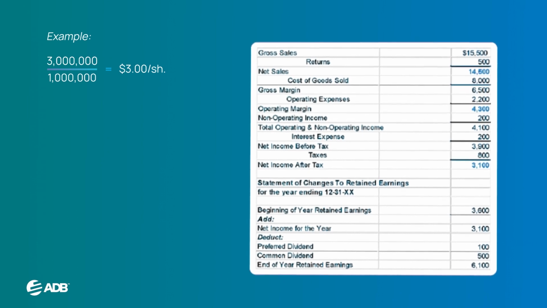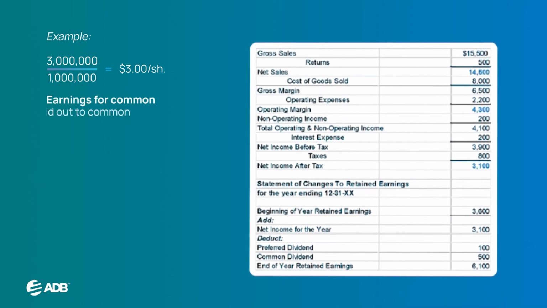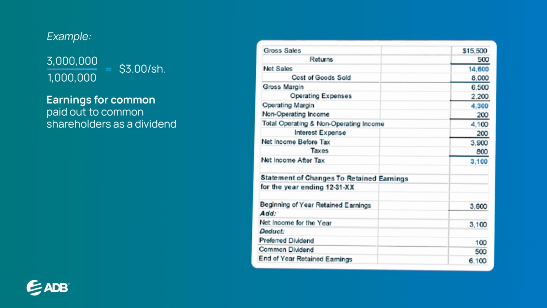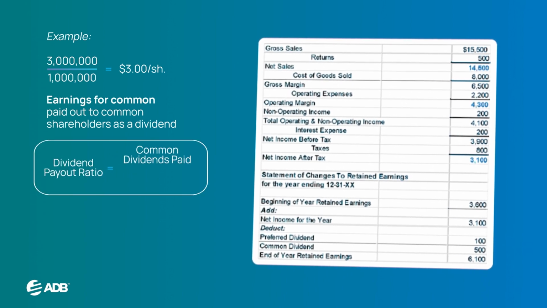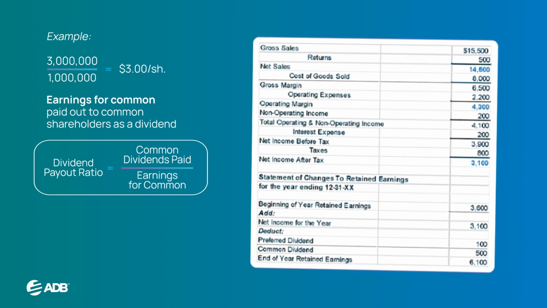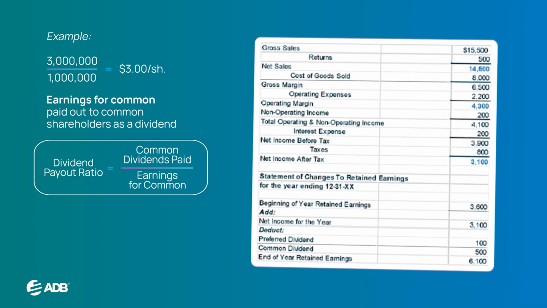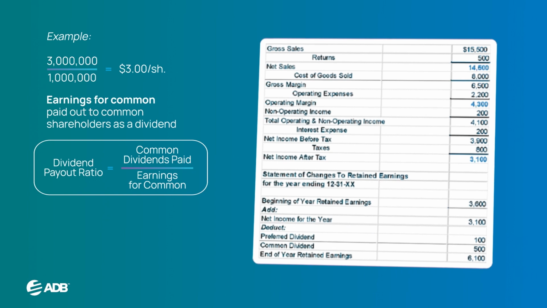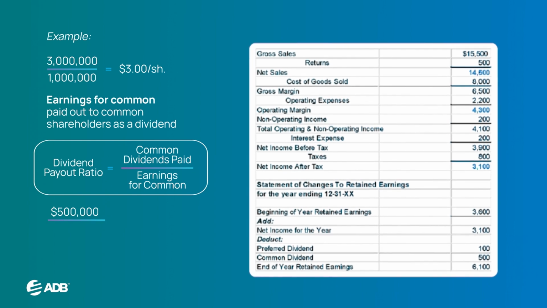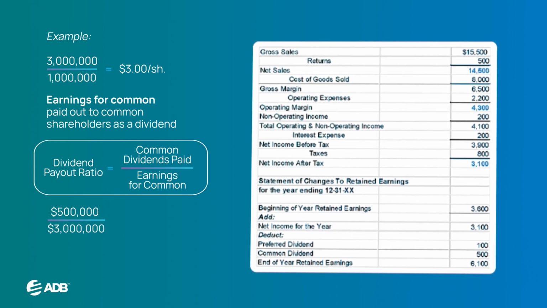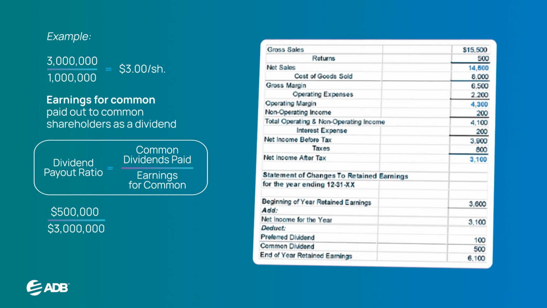The second ratio measures the portion of earnings for common paid out to common shareholders as a dividend. The dividend payout ratio is common dividends paid divided by earnings for common. In our example, common dividends paid $500. Don't forget to add the 3 zeros, so we have $500,000 divided by the earnings available from common, which we just figured out was $3 million.